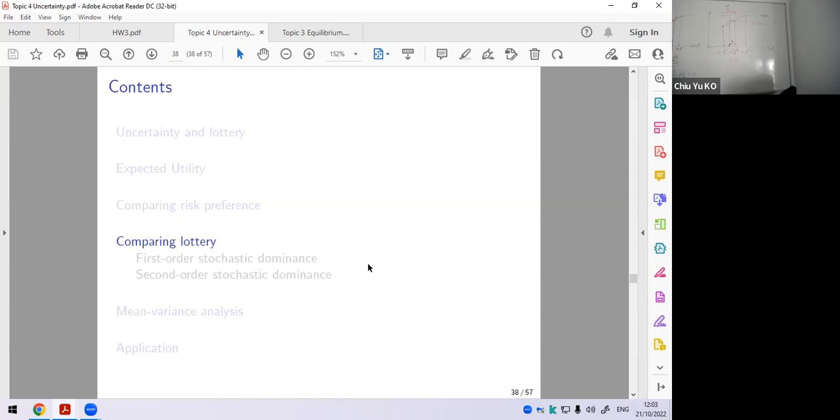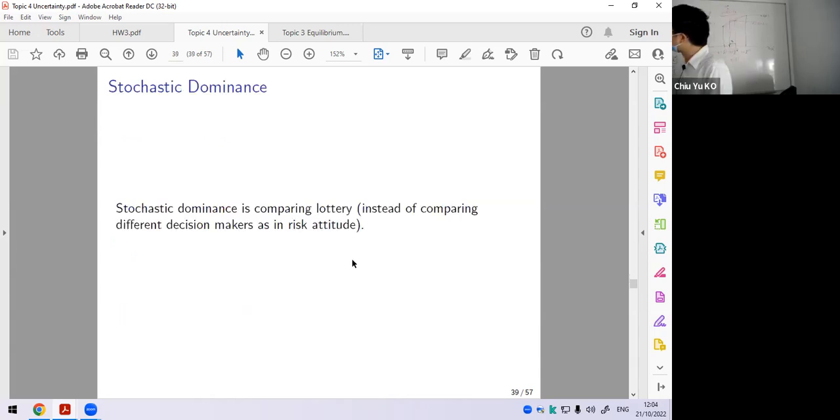And now we just look at comparing lotteries, okay? The idea is we try to see if we can rank lotteries in a robust way, in the sense that, for a fixed class of preference, how you can compare. So basically the following: can we say one lottery A is better than lottery B, regardless of your preference, okay? Regardless of which attitude, okay?